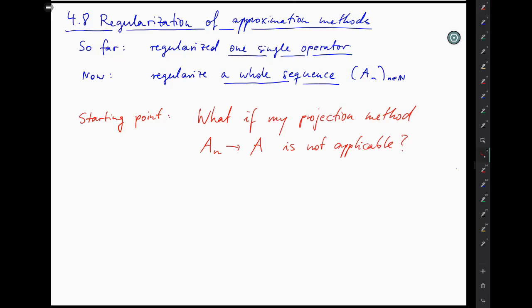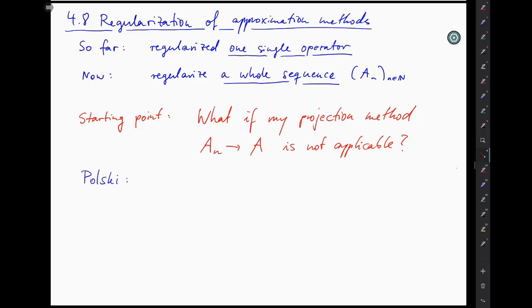What can I do if my projection method AN, you know what projection method means, it's given by A and then you have projections from left and right that both converge to the identity so that AN converges to A, is not applicable. So you've discretized your equation, you have run your code and it's not working, it's not converging, it's doing something stupid. What can you do?